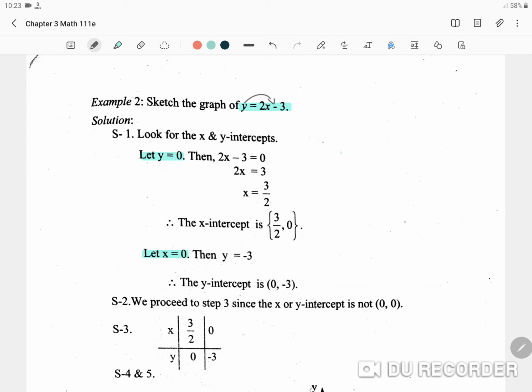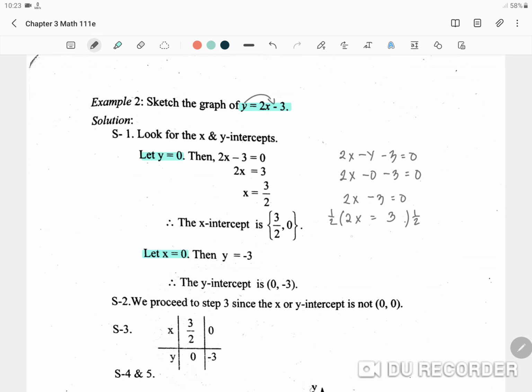So, sabi natin, our standard form is 2x minus y minus 3 is equal to 0. Since we let y be equal to 0, we have 2x minus 0 minus 3 is equal to 0. We have 2x minus 3 is equal to 0. So we have 2x is equal to positive 3. Then multiply both sides by 1/2.